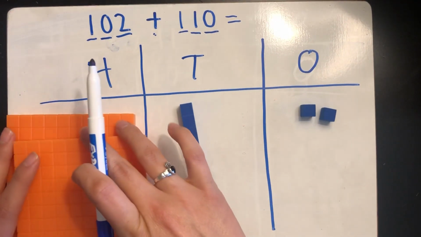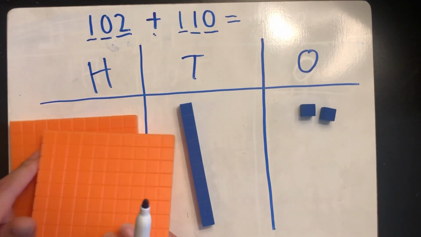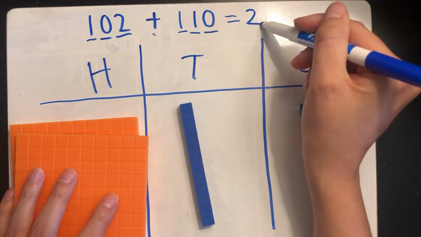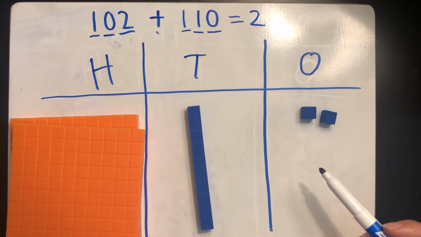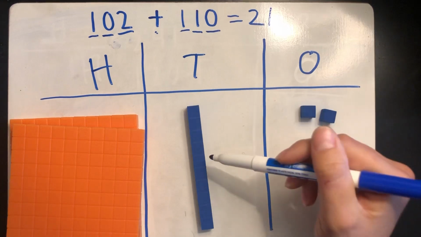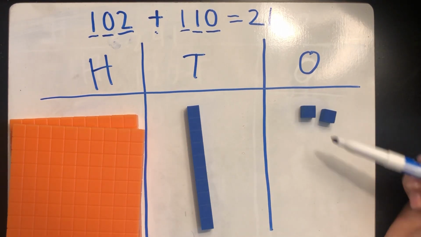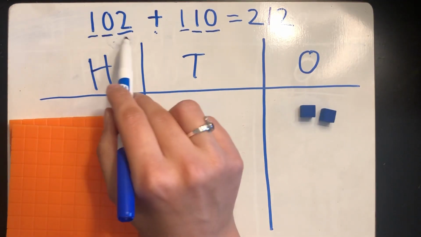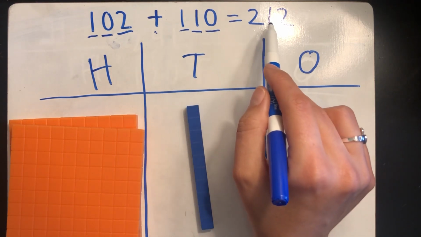Let's see, do I only have 1 hundreds flat? No, I have 2 hundreds flats, so I'm going to start with my hundreds and go to 2. How many 10 sticks do I have all together? I have 1 10 stick now. How many ones do I have all together? I have 2 ones. So I know that 102 plus 110 equals 212.